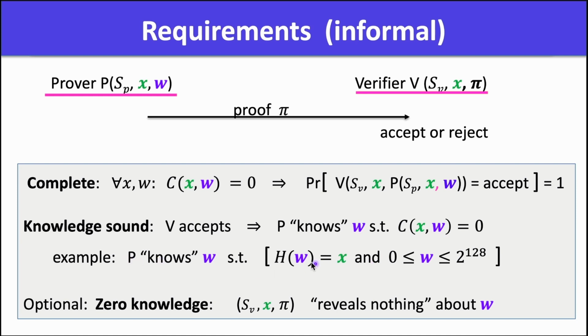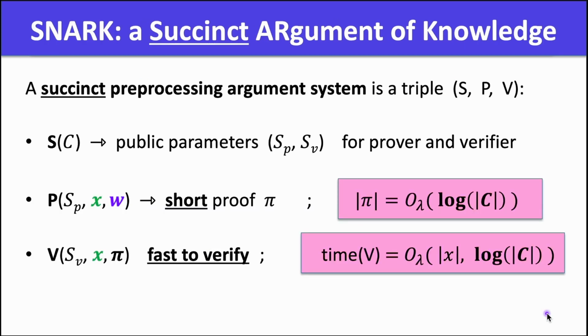And just as an example, again, if we look at the circuit that says, I know a value w such that H(w) is equal to x, and maybe w is in a certain interval, that would be an example circuit C. And if the prover is able to convince the verifier that it knows such a w, there must exist an extractor that can extract this w from the prover. And optionally, we might want the proof system to also be zero knowledge, which means that the proof along with x and S_v should reveal nothing about the witness w. So these are the three high-level requirements we wanted for a pre-processing argument system. And then to make a SNARK, we have two more succinctness requirements.